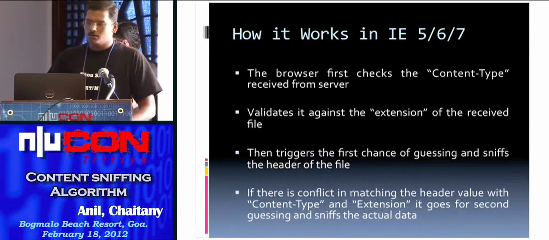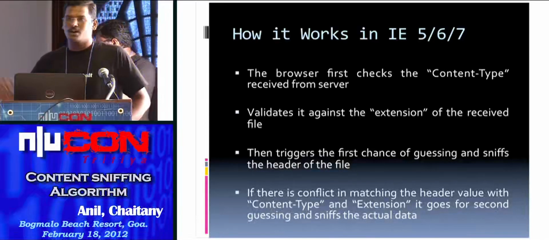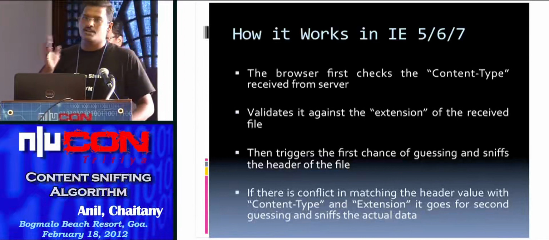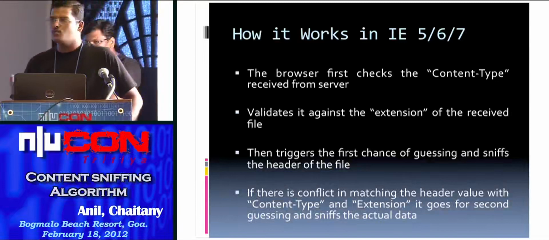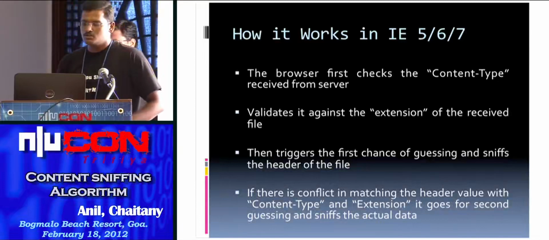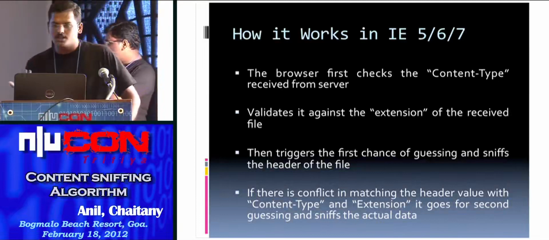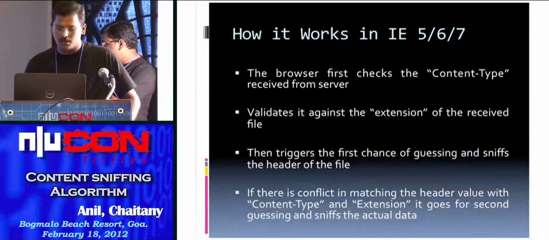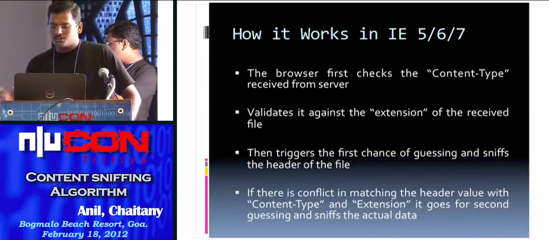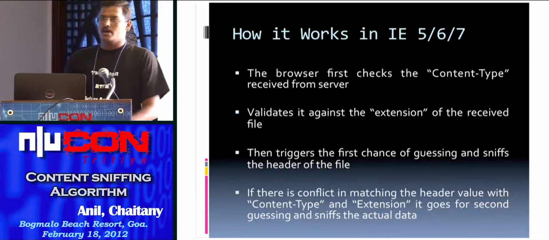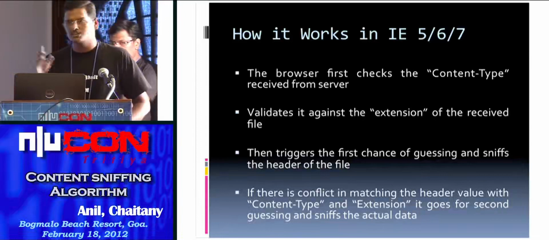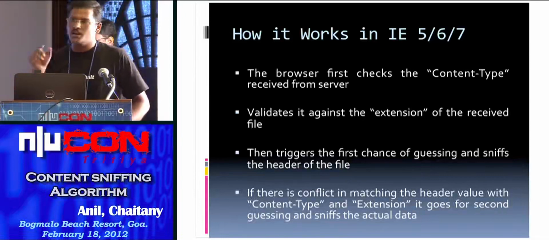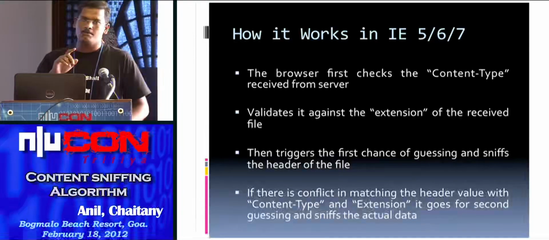Now here is where the vulnerability lies in the content sniffing algorithm. Even if the server sends the content type as image/JPG and the extension is JPG, the browser will still run the content sniffing algorithm on its own to determine what kind of file it is. The vulnerability triggers if there is a conflict between the header value, the content type, and the extension. As I said, suppose the server is sending image/JPG, the extension is JPG, and the actual image header contains PNG's header.